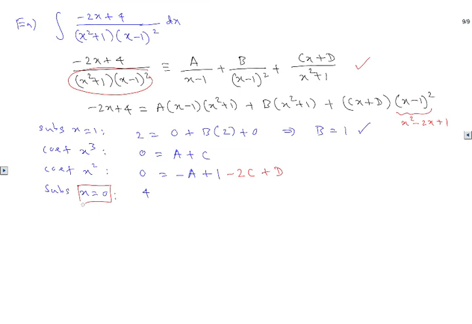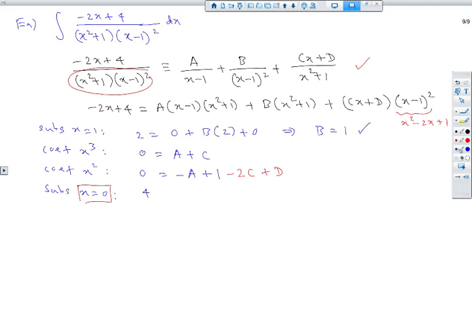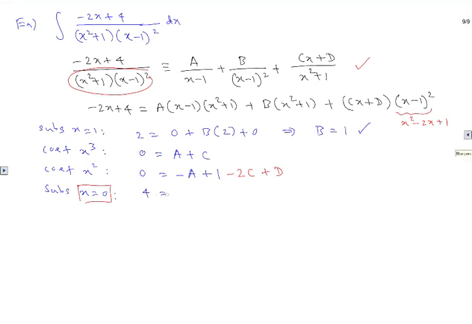If you substitute 0, you get 4 on this side. On the other side you get a times, if you plug in 0, x is gone, so you get negative 1, so it's a negative a. From the next one you're going to get b, but b equals 1. If you plug in x equals 0 for cx plus d, the cx goes away, so you get d.